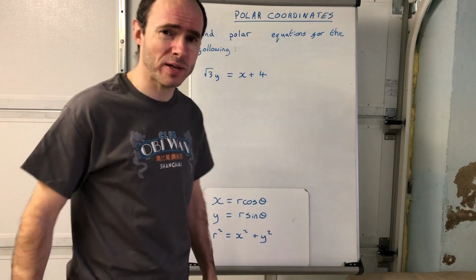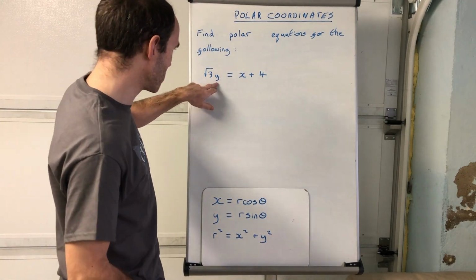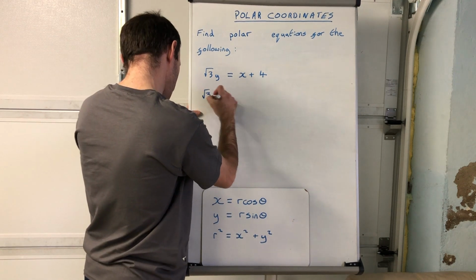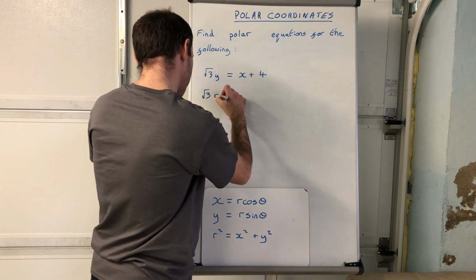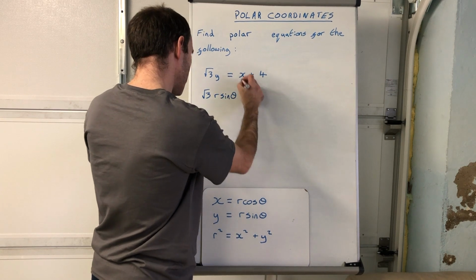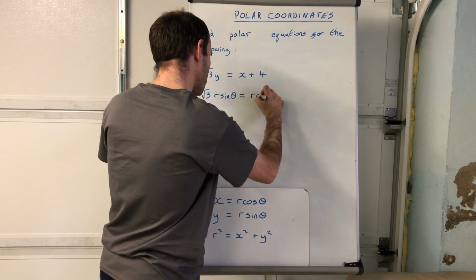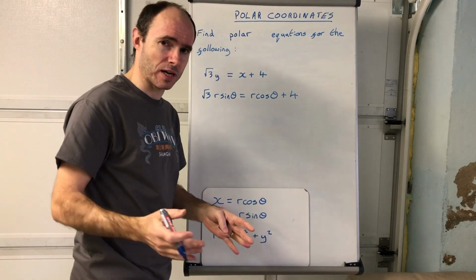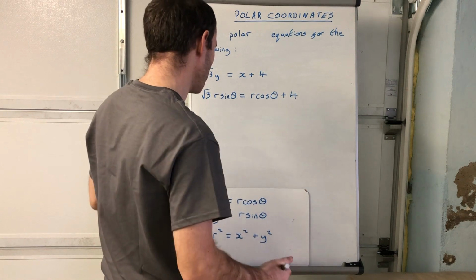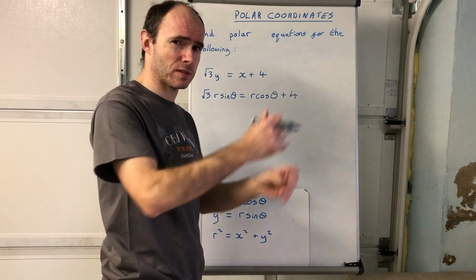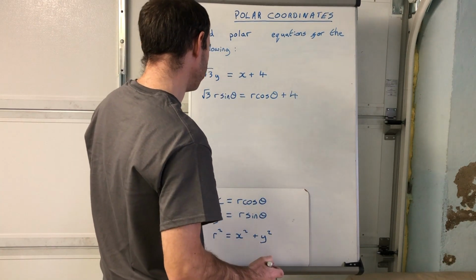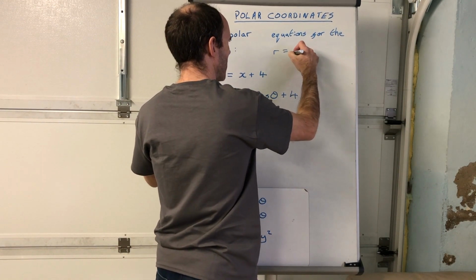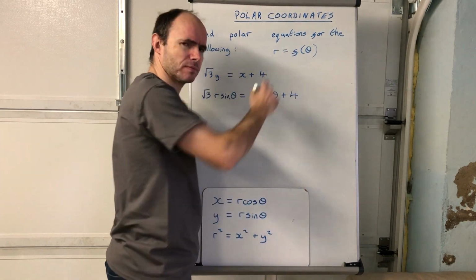Okay, next example then. So as with before, we're going to replace y and x with these. So that's going to be root 3 r sine theta. And the right hand side, that's going to be r cosine theta plus 4. And then we're just going to try and simplify it a little bit. Let's put all the r terms to the left, shall we? Because traditionally it's r equals something in terms of theta. So basically, I don't know why I didn't write this up earlier actually. You try to get everything in the form r equals some function of theta where possible.